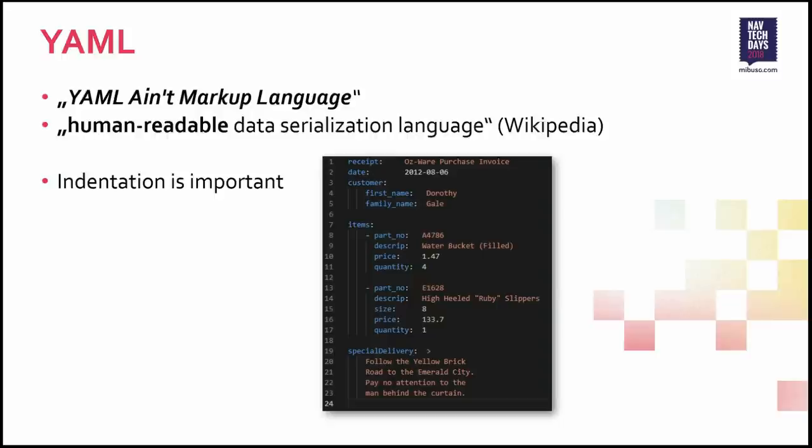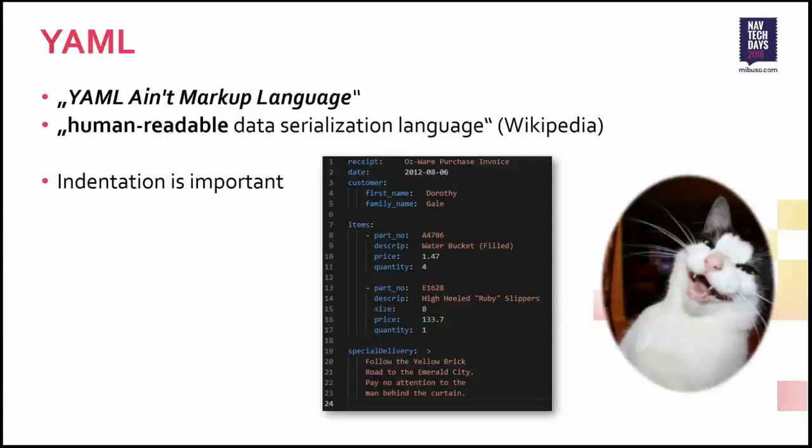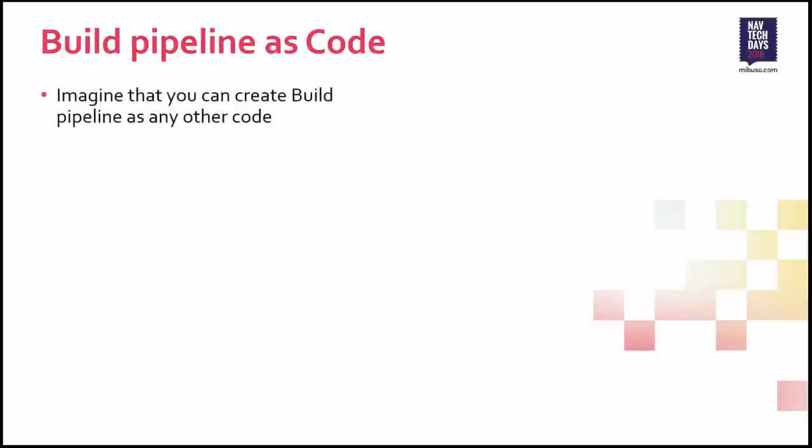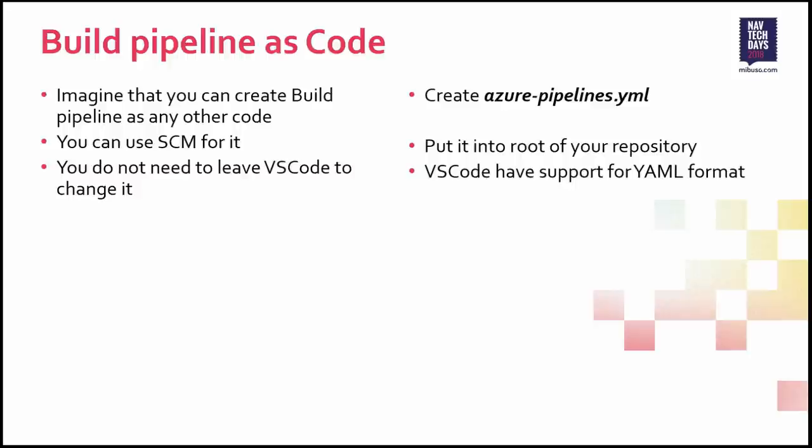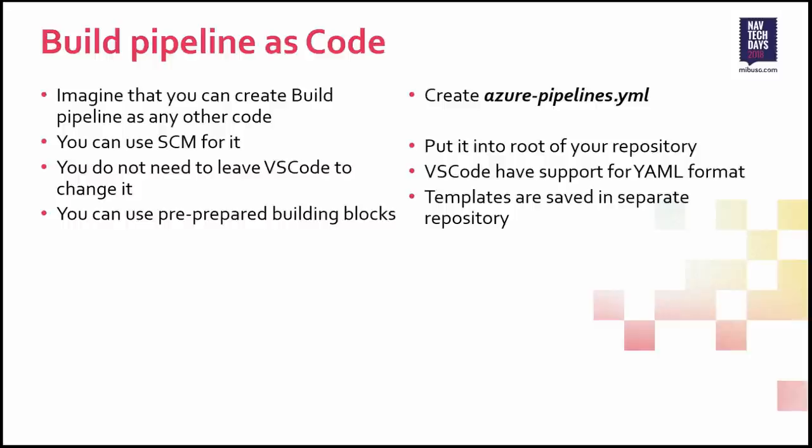Okay. That's YAML, and we will use it in the example of how to create the pipeline as code. Imagine that you create a build pipeline like any other code. My wish is to create a file, azure-pipelines.yaml, in my repository. We can use SCM because it will be in the root folder of our repository. We don't need to leave VS Code because we will write it in VS Code. And we can use pre-prepared building blocks. We can use templates for the tasks.